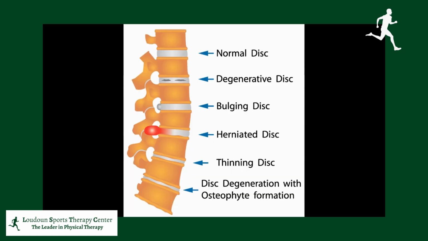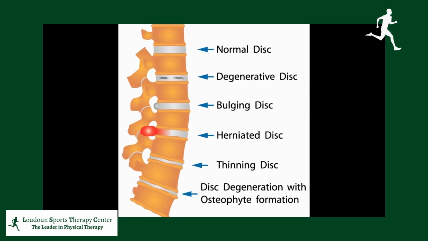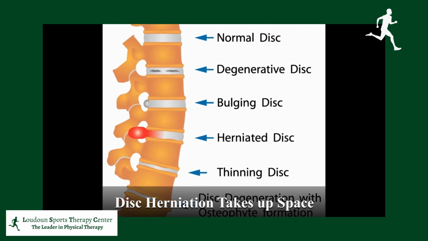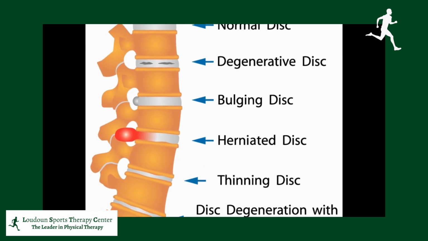So you can see here, this little red thing is a disc herniation. You can see how that takes up some space where the nerve should be coming out. So that disc can be pushing on the nerve and can transmit pain signals also down your leg or into your back.